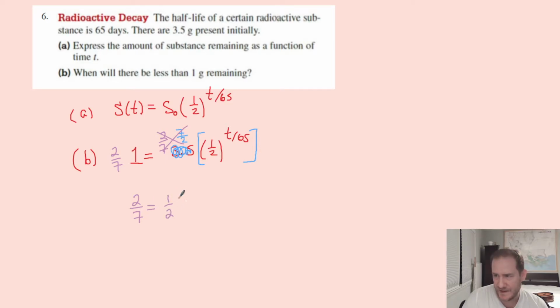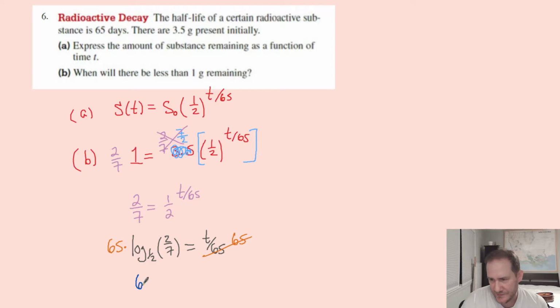We've now got our base 1/2. We've got our t over 65. So at this point, we're converting to logarithmic notation. So we're going to end up with a log base 1/2 of 2/7. And that equals t over 65. So to finally solve for t, you just multiply both sides by 65. And you can get it to cancel on this side, and over here you get your final expression. So your final answer is 65 times the log base 1/2 of 2/7.